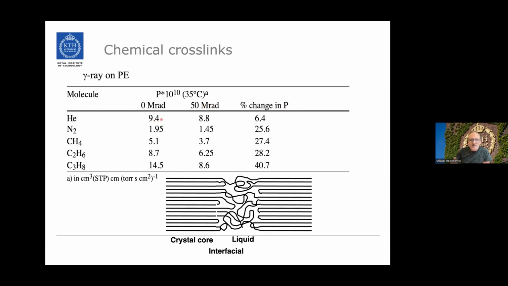And you can see that the diffusivity goes down with the gamma ray treatment, but the effect is most obvious, or biggest, the larger this penetrating molecule is, because a larger molecule needs more space, and therefore this cross-linking affects the larger molecule more.